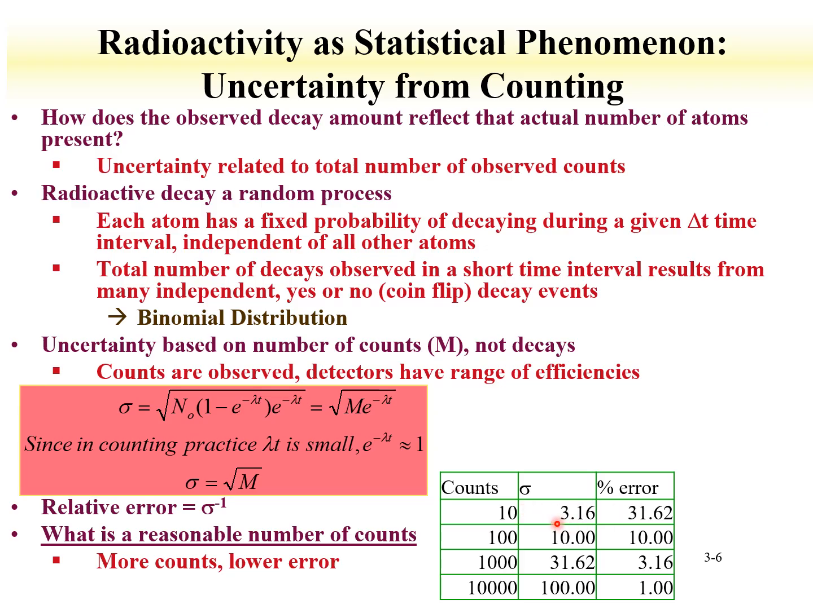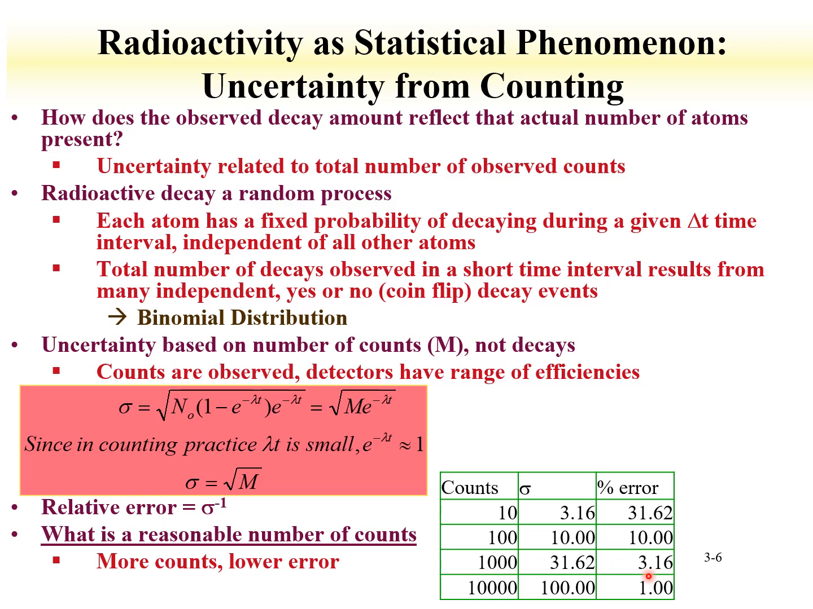You can see a collection of 10 total counts would have an uncertainty of 3.6, so you'd have 10 plus or minus 3.6 counts that you expect to have within a given sample, and the error is 31%. If you're going to use this value for determining a concentration, for instance, from activity equals lambda N, where you can determine the number of atoms of a radioactive isotope in an experimental sample, 31% error is not very acceptable. Increase the counts to 100, the error drops to 10%.